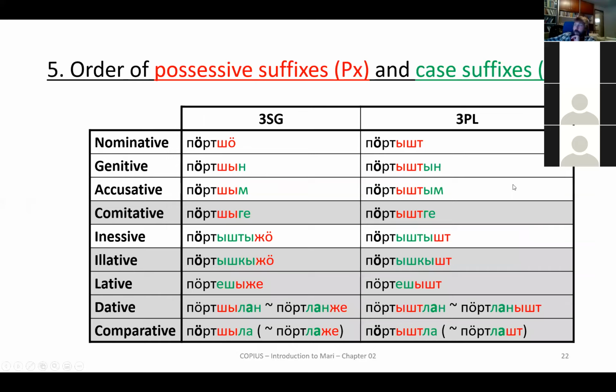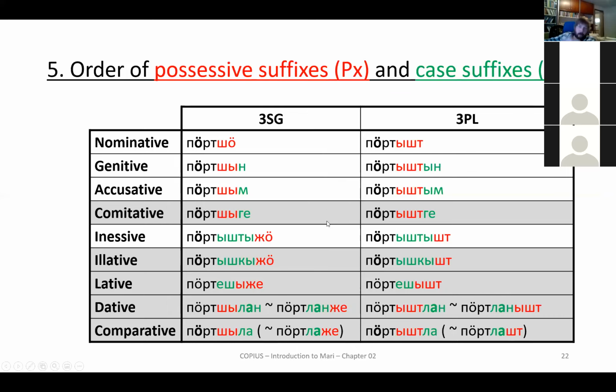Then just about the ordering of possessive suffixes and case suffixes. This is something worth looking into. If you are coming from Finnish or Hungarian, you might be used to the ordering being exactly one way. We have the Hungarian system where you first have a possessive suffix and then have a case suffix, and the Finnish system where you first have a case suffix and then have a possessive suffix. Mari does not make life quite this easy here. We can basically, outside of the nominative, distinguish three groups.